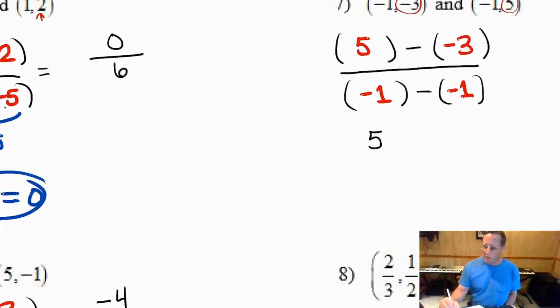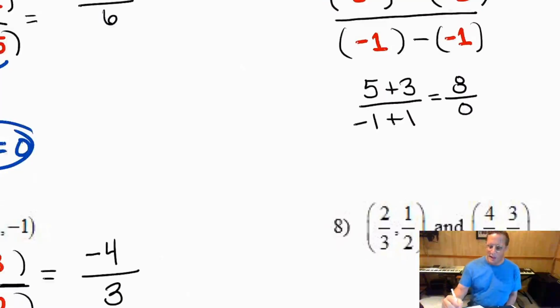Now, if you want to do this all in one step, that's fine. I'm just going to write it out. The top is 5 plus 3, and the bottom is -1 plus 1. 5 plus 3 is 8, and -1 plus 1 is 0. Right there, that's undefined. So the slope is not 0.